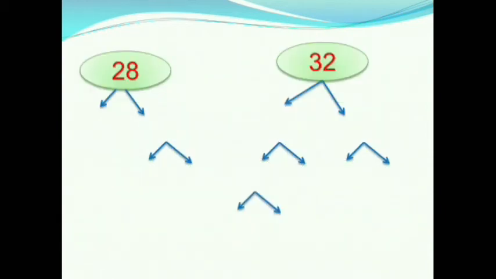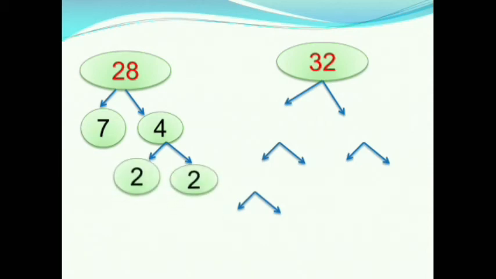Now we will write the factor tree for 28. The two factors of 28 are 7 and 4. 7 is a prime number, but 4 can be further divided into 2 and 2. Now we got all the numbers as the prime factors.